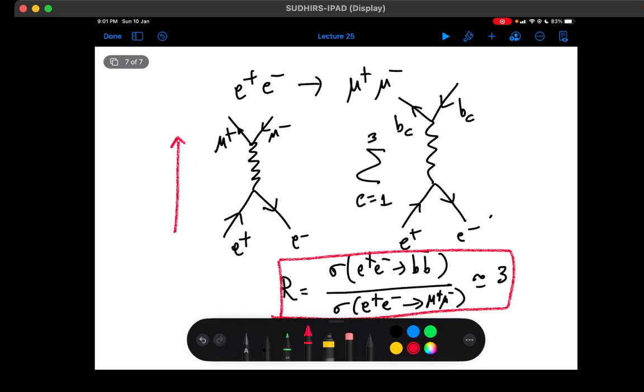Okay, if this entire thing, the color and everything, is correct, you would expect a ratio of factor 3. And this is precisely what they found in experiments. They found a factor 3 difference between e+ e- going to mu+ mu- and e+ e- going to b b-bar, which is roughly the concept of color. So bottom quarks have this color.